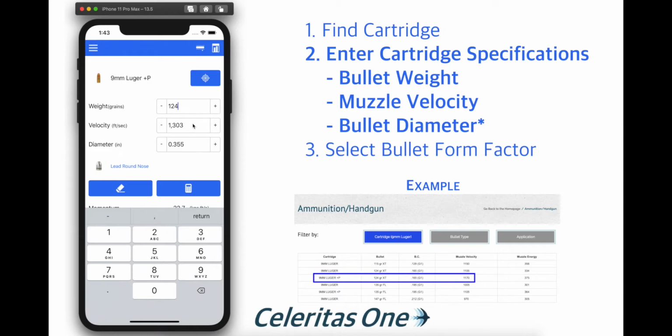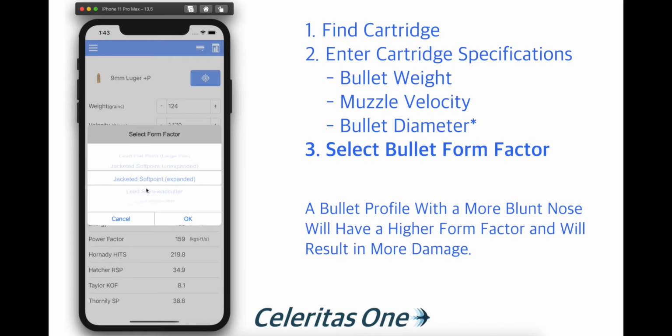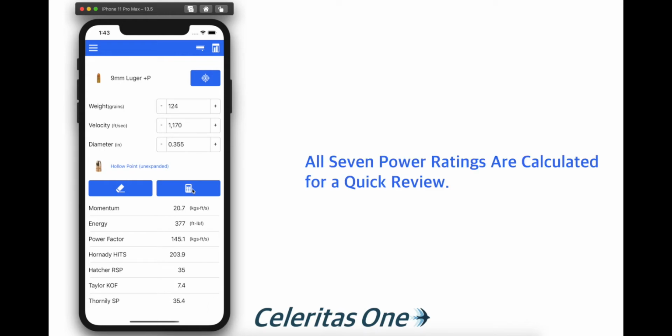The only time you need to change the bullet diameter is if you are evaluating a custom cartridge or cartridge not yet available in PowerAtTarget's ammo database. Since this is a hollow point, I will select the hollow point unexpanded for its form factor. I could also evaluate it in its expanded form. I then click the Calculate button and view the 7 different power ratings available in PowerAtTarget.